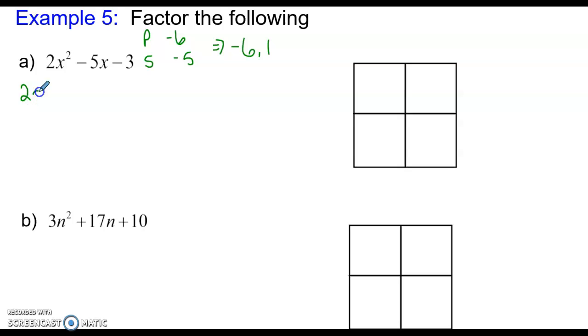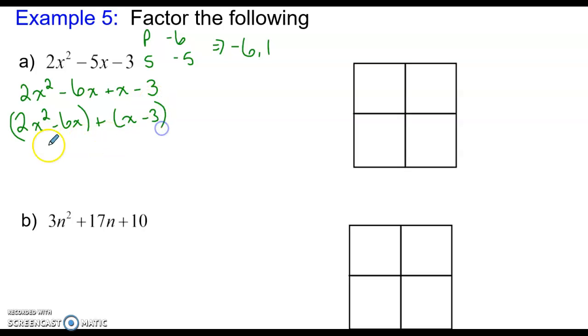So using decomposition first of all, I'm going to substitute negative 6x plus x instead of negative 5x, because I know that negative 6x plus x gives me negative 5x. Then I'm going to add my brackets to separate my equation. Now I'm going to look for common factors.